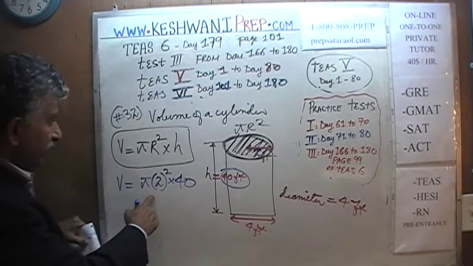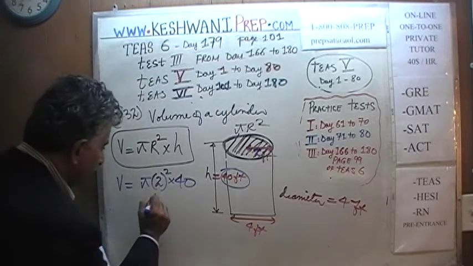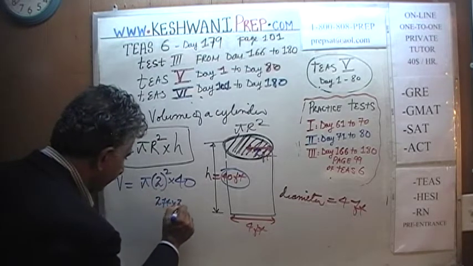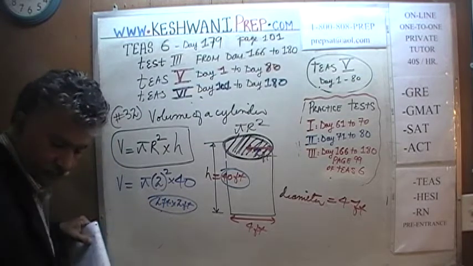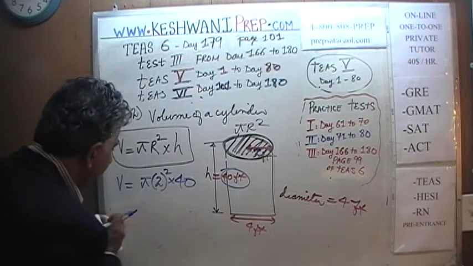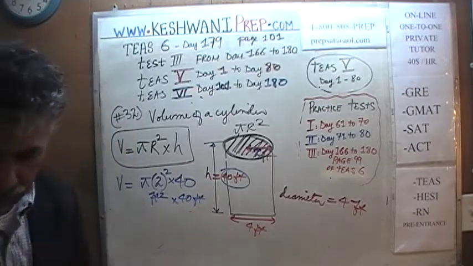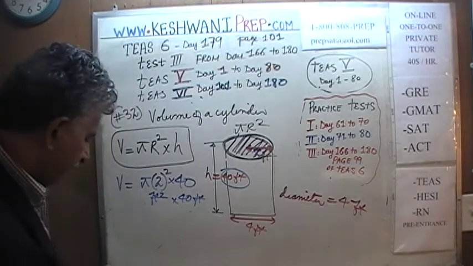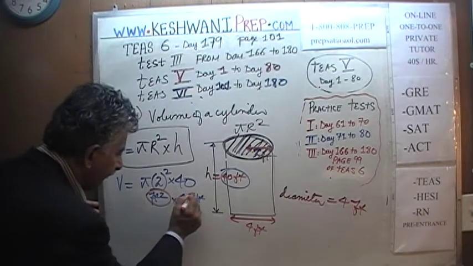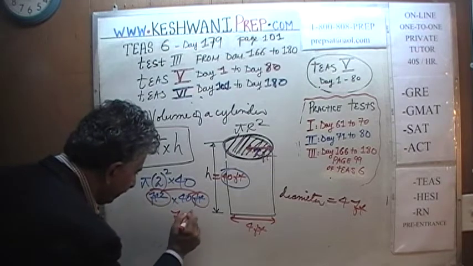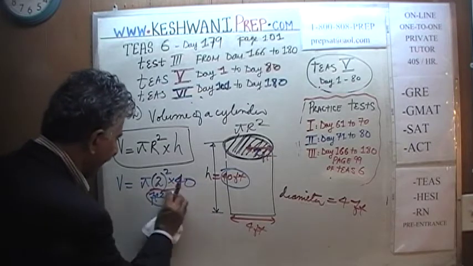What is the unit for area of the circle? It's 2 feet times 2 feet. So the unit for the circle is going to be feet squared. This portion right here is going to be feet squared times 40 feet. Watch what happens. When we keep track of the units, here we have feet squared times feet. Feet squared times feet is going to be feet cubed. The unit is going to be feet cubed. All we have to do is figure out the numerical value.